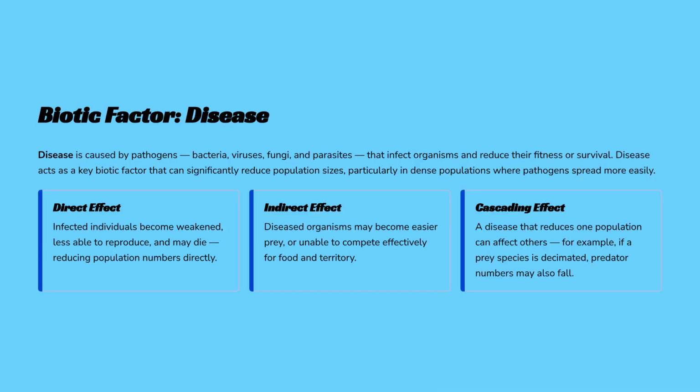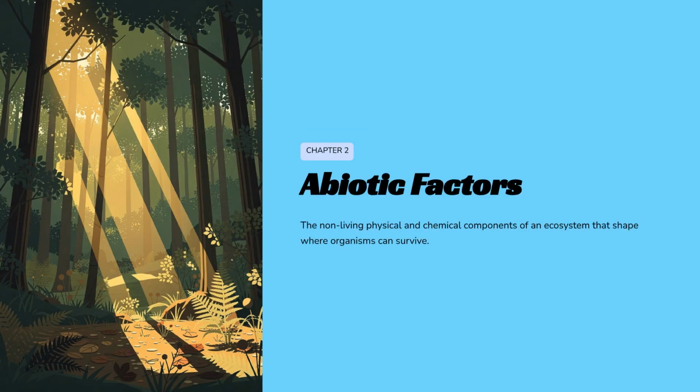Disease also shapes ecosystems. Pathogens like bacteria and viruses reduce the fitness of individuals. This has direct effects on population numbers, indirect effects on their ability to compete, and can cause cascading effects across the food web.